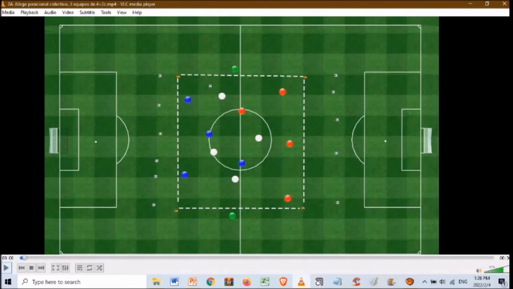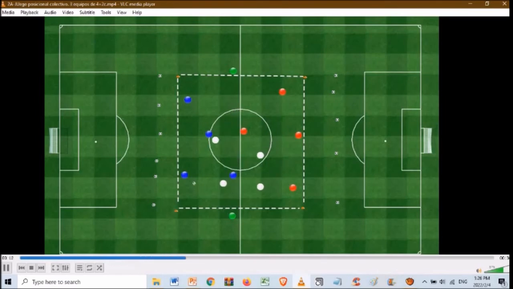And the team that is defending or pressuring is the white team, which are the four players. So we have 3 teams of 4 players and 2 jokers, and same thing, same idea. From left to right, you can see the structure there, and they're having possession, playing with the jokers.